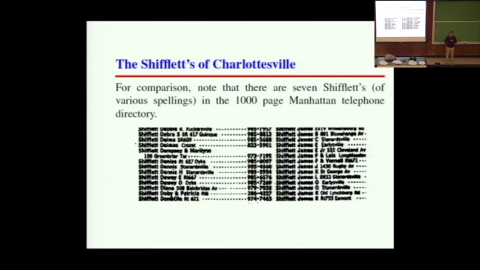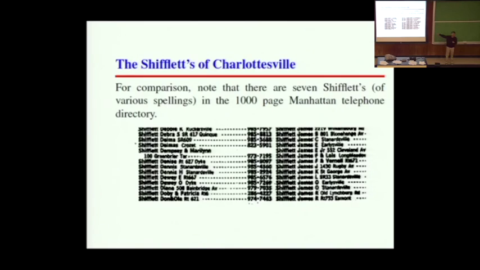Now, why is that? If you know about the distribution of names, this shouldn't happen. But why does it happen? It turned out there was a mountain clan that historically lived in the area, and there are all kinds of legends about this clan down there. But basically, there were 3 pages of Shiflets in the very thin Charlottesville phone book. So what's the principle here? We don't like algorithms where we make assumptions about what the distribution is, because then we would get messed up.